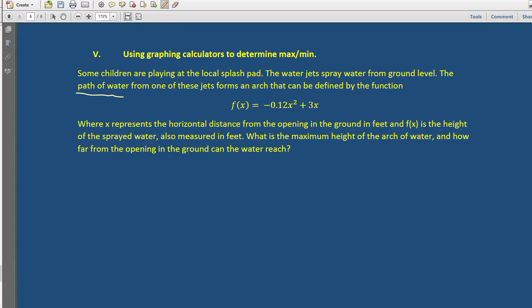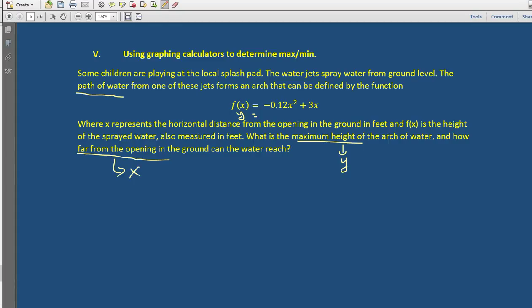We're told in the equation that x represents the horizontal distance traveled in feet, and y, or f of x, they mean the same thing, so we could also just have y equals there, as being the height of the water, also measured in feet. We need to find the max height. Okay, so right away I'm thinking that's going to be a y. And how far from the opening in the ground can the water reach? So that is going to be x.